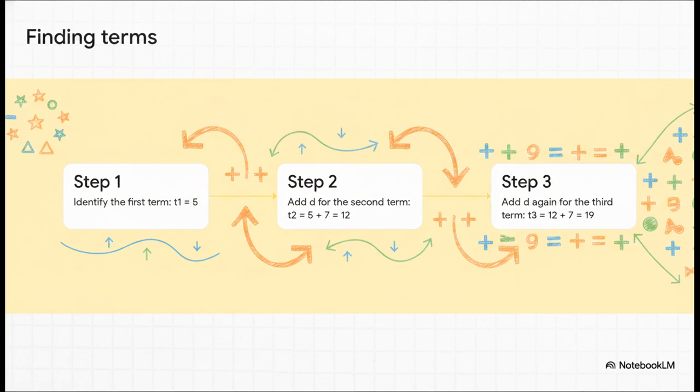Let's do the reverse now. Let's logically build an AP sequence completely from scratch. What if I tell you the first term, A, is 5, and the common difference, D, is 7? Step 1, write down the first term. T1 is 5. Step 2, add D to find the second term. 5 plus 7 is 12, so T2 is 12. Step 3, add D again. 12 plus 7 is 19. If we just keep going, the next terms are effortlessly 26, 33, and 40. You see how wonderfully easy it is once we know our A and our D?